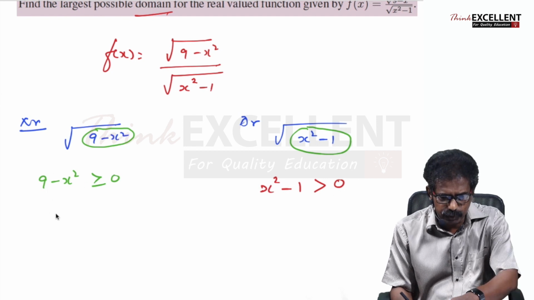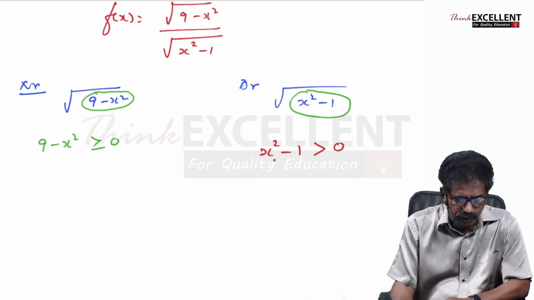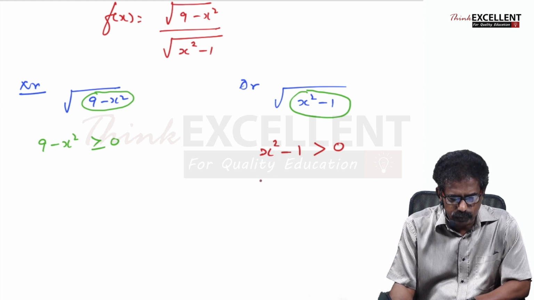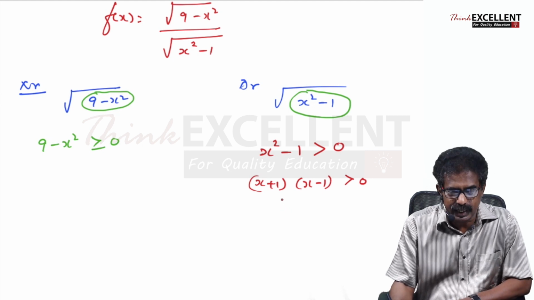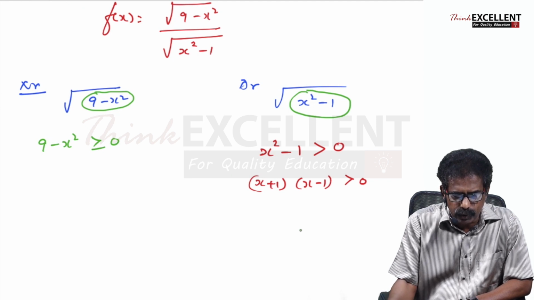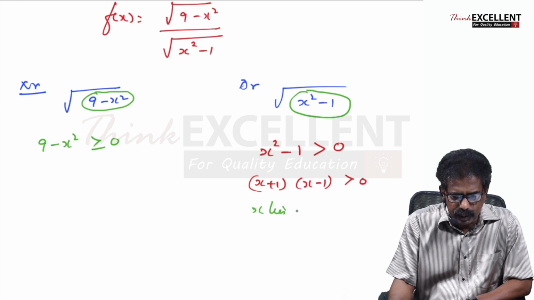Okay, now we solve both. The second one you can solve very easily, directly from here. X square minus 1 greater than 0. You can factorize it: x plus 1 into x minus 1 greater than 0. So what can you say now? Greater than means lies outside. Less than means lies inside, right? So here, greater than, so x lies outside plus 1 and minus 1.